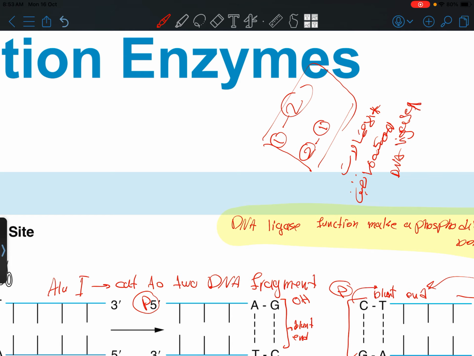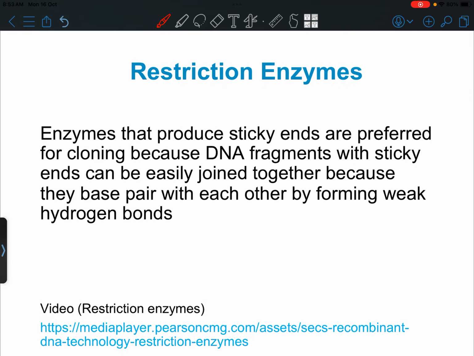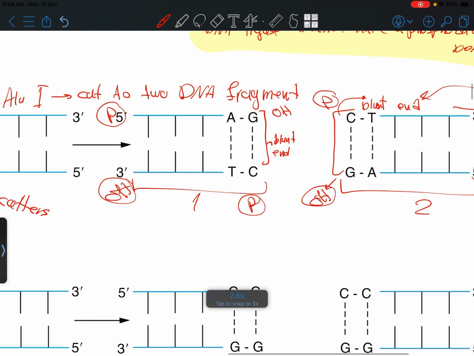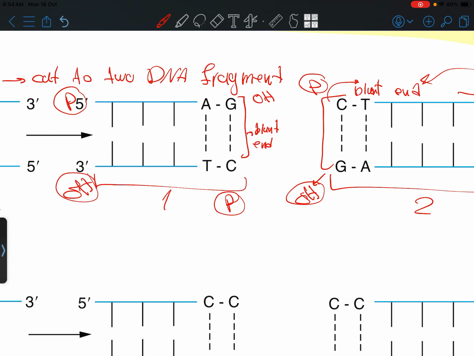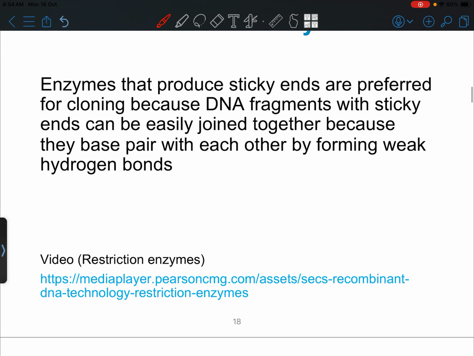Now, in DNA cloning, we prefer to use restriction enzymes that will produce what? Sticky ends. Why? We will discuss this later on when we start talking about cloning.